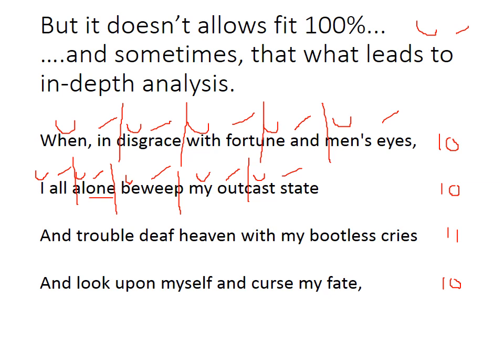Let's skip the third line for now and go to the fourth one and think about the word upon. Upon. Upon is the stressed syllable. Myself. Self is the stressed syllable. So it fits beautifully. 1, 2, 3, 4, and 5. So let's look at this last line that's left. "And trouble deaf heaven with my bootless cries."